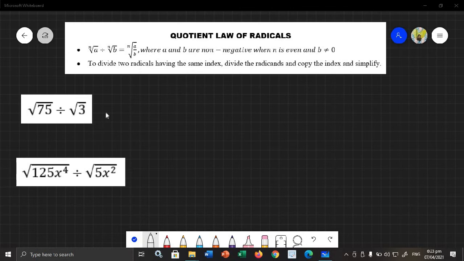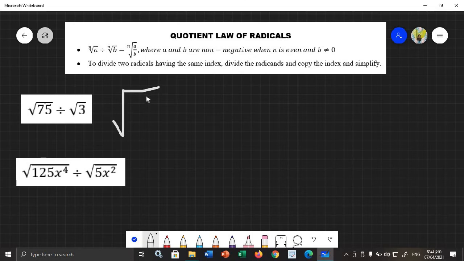Let's say we will solve these examples using the quotient law of radicals. First one is the square root of 75 divided by the square root of 3. So here, as you can see, they have the same index or roots. Therefore, we can write the given like this: 75 and then over 3. So we just copy the index and then we form a fraction using the radicands.